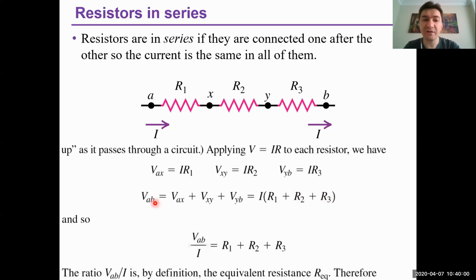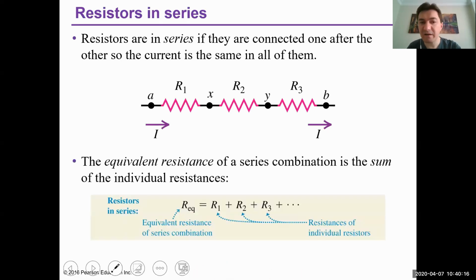So what we have here is the potential difference between A and B, the current passing through the circuit, and the total resistance of the system. This is called the equivalent resistance and is given by that expression. The equivalent resistance of a series combination is given by that expression: we take the sum of the individual resistors. This is resistors in series.